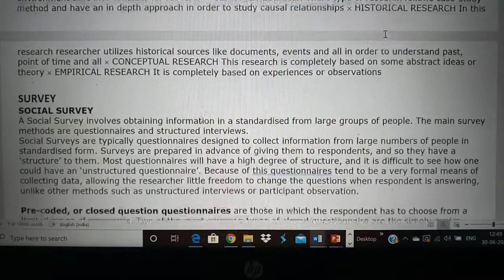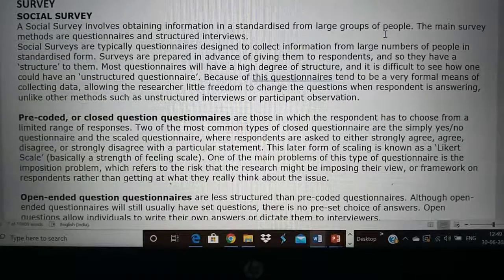The next topic that you are going to study in this chapter is survey. This is one method of research. Okay, so survey is common. We have already studied this in the previous chapters, that's why I included it here. So survey is usually getting information from a large number of people. How do you get information from a large number of people? You use questionnaires and interviews.